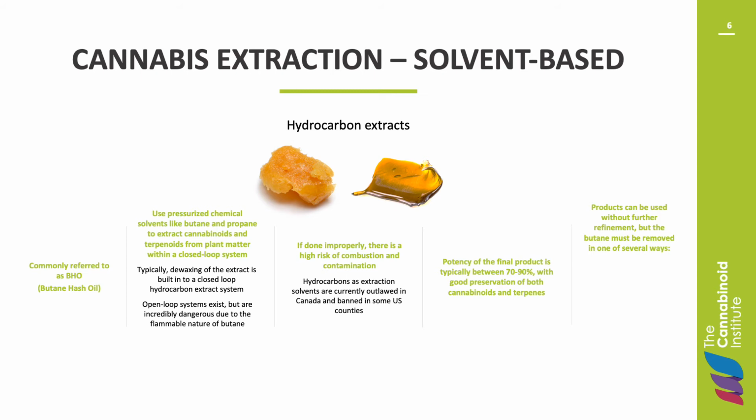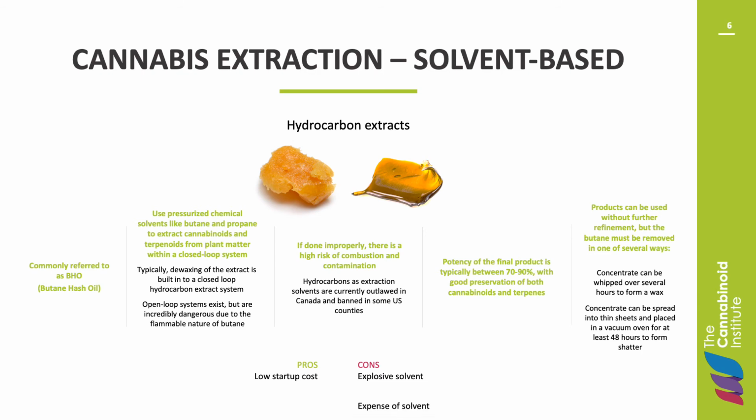The concentrate can be whipped over several hours to evaporate any remaining hydrocarbon and form a wax. Or, the concentrate can be spread into thin sheets and placed in a vacuum oven for at least 48 hours, which forms a product called shatter. Hydrocarbon extracts are popular because of the low startup cost to produce them. However, the flammability, expense, and loss of selectivity of the hydrocarbon process make it unpopular in large cannabis manufacturing facilities.